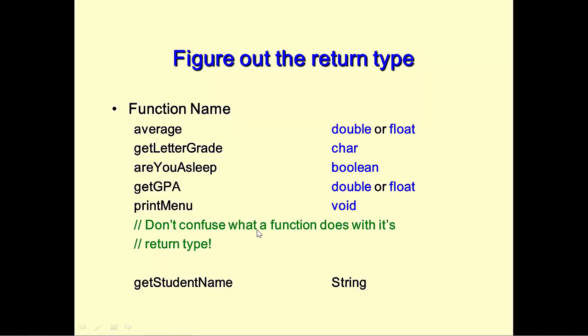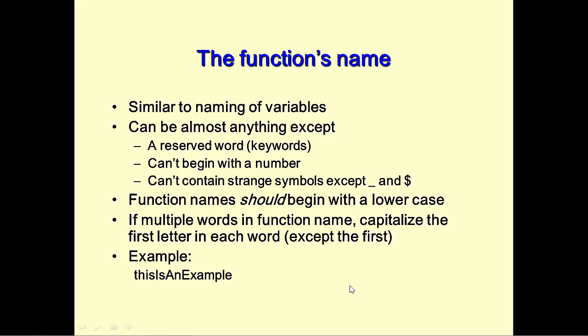And you may have thought that it would return us a string. But don't confuse what a function does with its return type. For example, if I told you to go up and write your name on the board in front of the class, notice that you're not returning me information, you're doing something. You're writing on the board and you are writing a string there, but you're not returning me that information. Okay, as a final example down here, get student name might return us a string. I think that one is fairly straightforward.